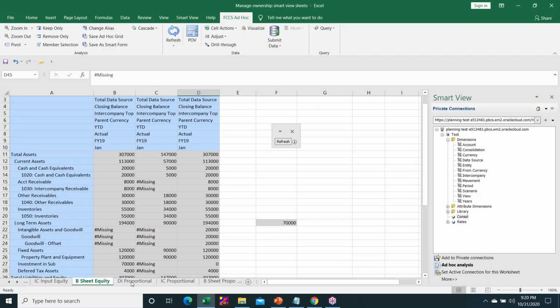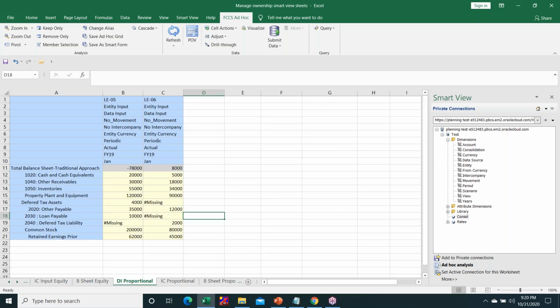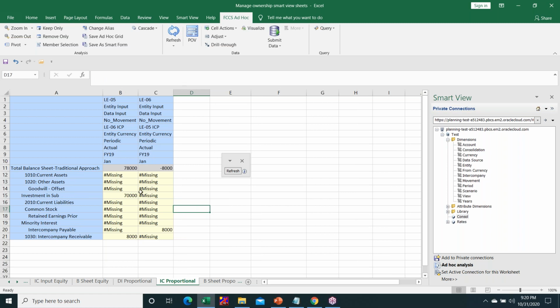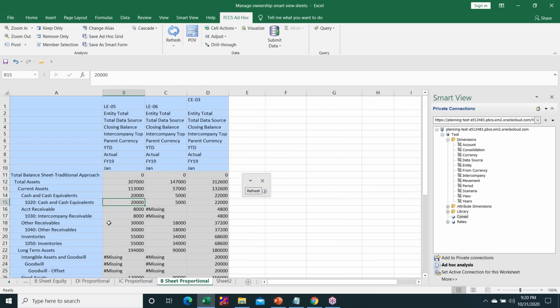So I have entered the same set of numbers under the proportional method of consolidation. The only difference is that this time I have selected legal entity 05 and legal entity 06. I have entered the intercompany numbers in the same manner as we inputted earlier. Now we are going to see how the numbers are coming at the consolidated level under the proportional method of consolidation.